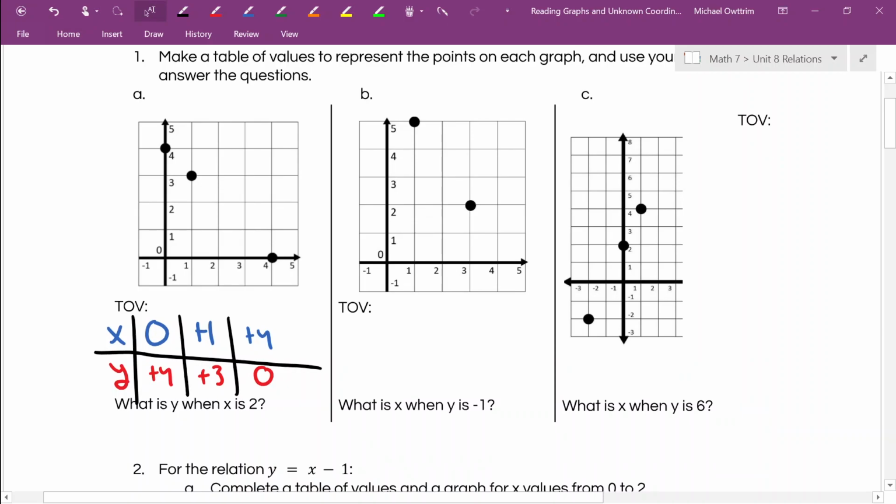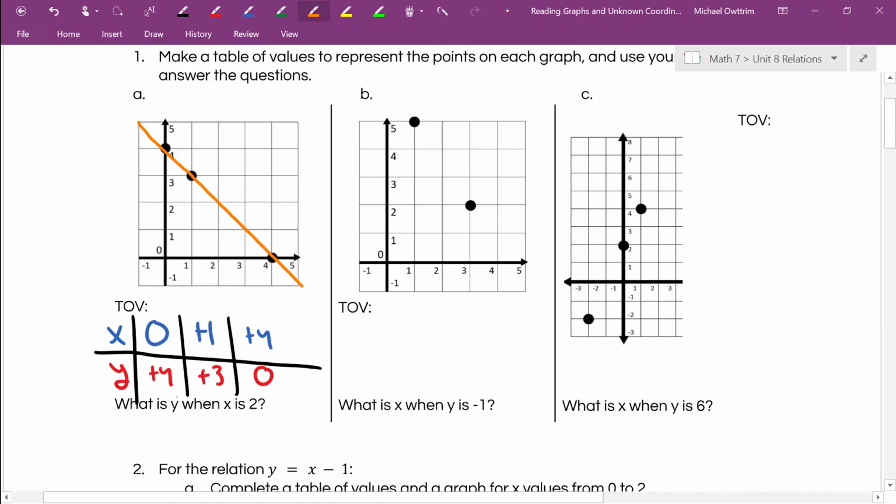Now, when we make a table of values and we use it to figure out some unknown coordinates from a graph, we want to go ahead and connect the dots of our graph. Those connected dots are going to represent the pattern that we are dealing with. So draw a nice straight line connecting your dots there using your ruler or your straight edge. And that line represents the rule or the pattern that is making this graph.